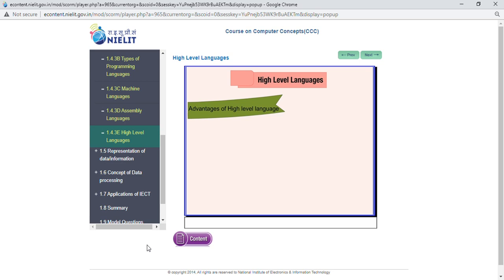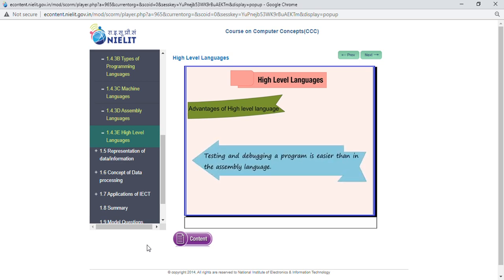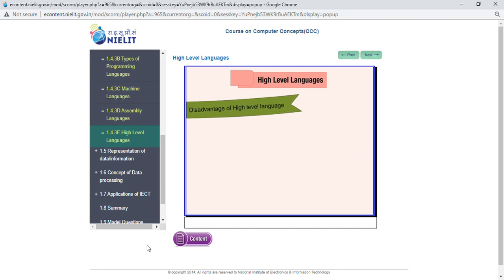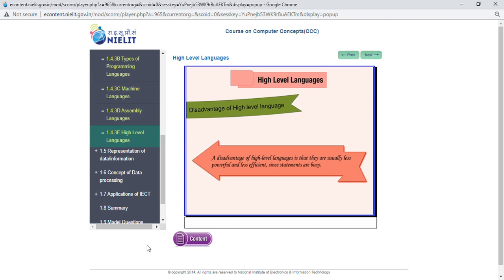Advantages of high-level language. Testing and debugging a program is easier than in assembly language. Portability of a program from one machine to another. Disadvantages of high-level language. A disadvantage is that they are usually less powerful and less efficient. High-level languages also need to be compiled and/or interpreted into machine language before execution.